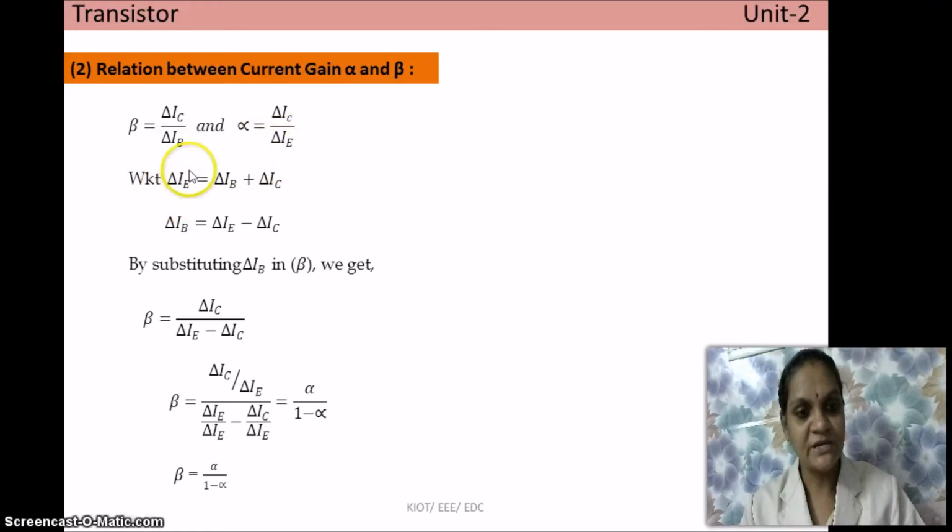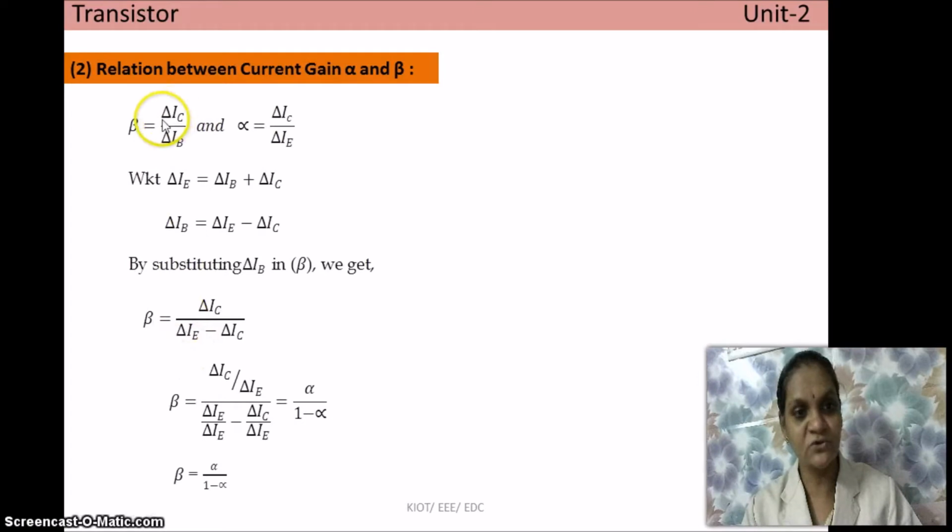We also know that emitter current at any instant of time in a transistor is equal to the sum of base current plus collector current. From this expression we can write base current is equal to emitter current minus collector current. And we have to derive the relation between alpha and beta. So you can take either beta or alpha and proceed. Here I am taking beta.